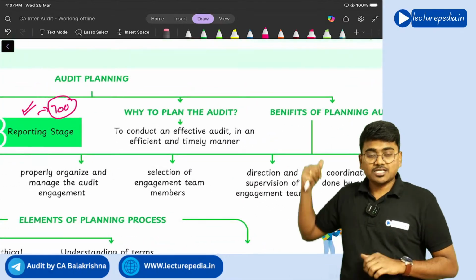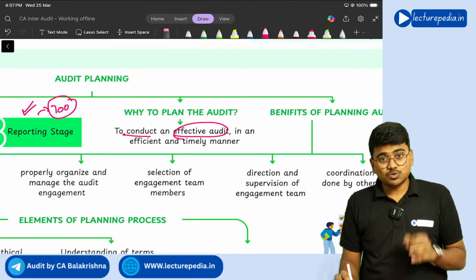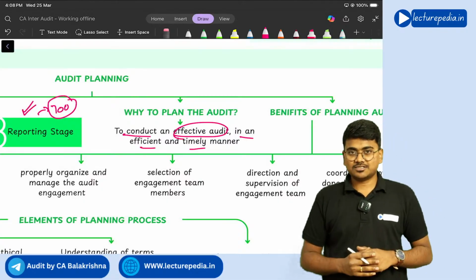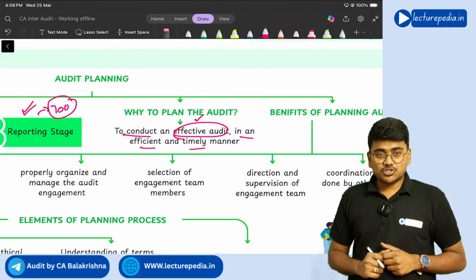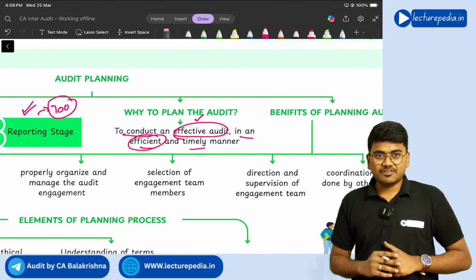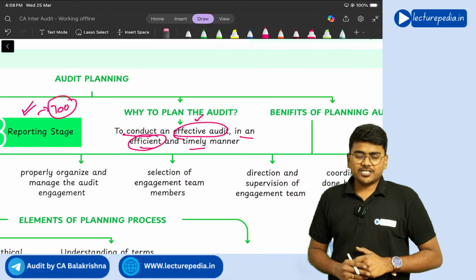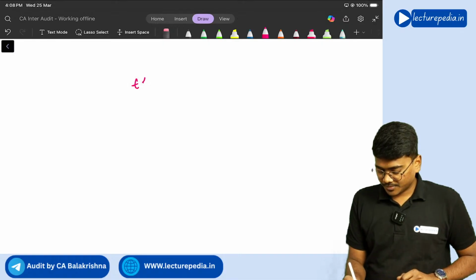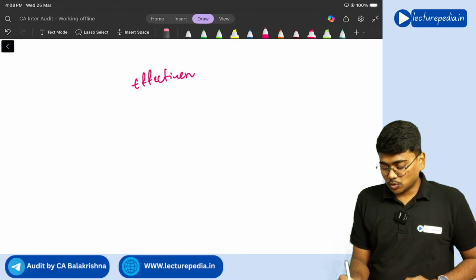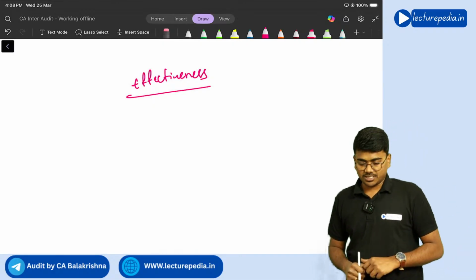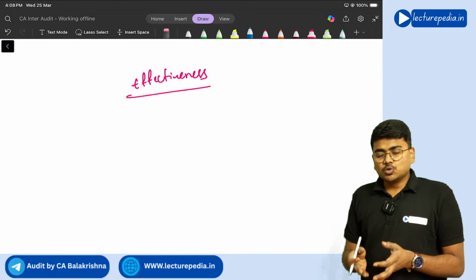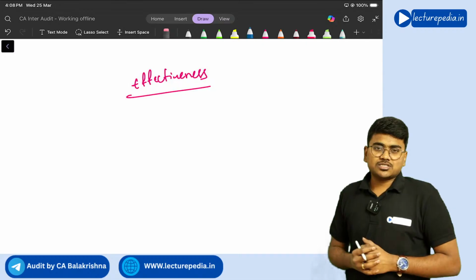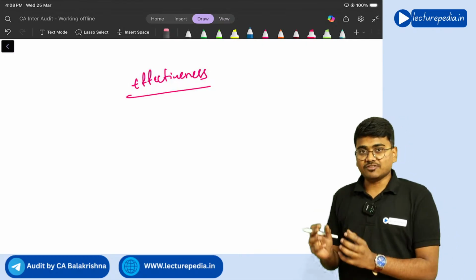See, why plan the audit? To conduct an effective audit in an efficient and timely manner, you have to properly plan the audit. Now, coming to the discussion of these two terms, effectiveness and efficiency. Let me explain these terms with the help of an example. Firstly, effectiveness. These two terms are very important. You will be using them not only in this particular standard, even in further chapters we will be using effectiveness and efficiency.